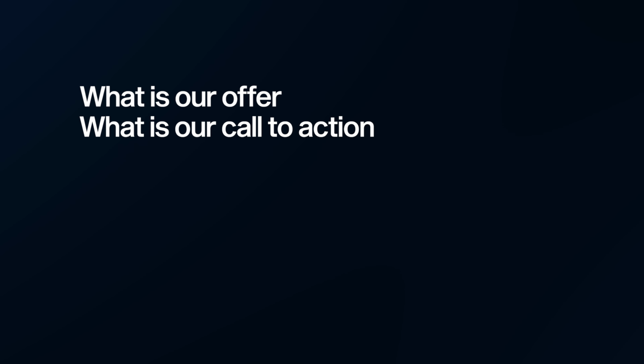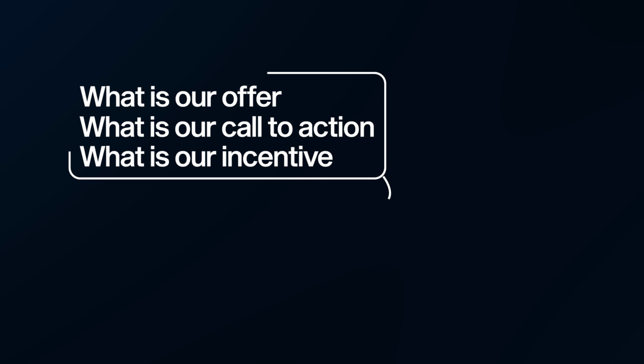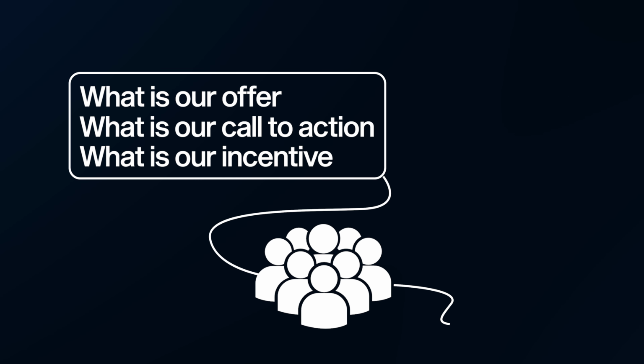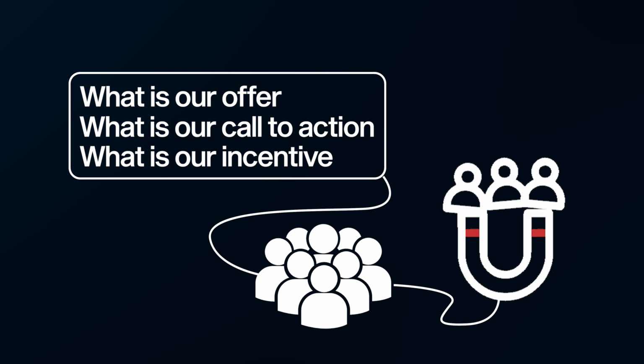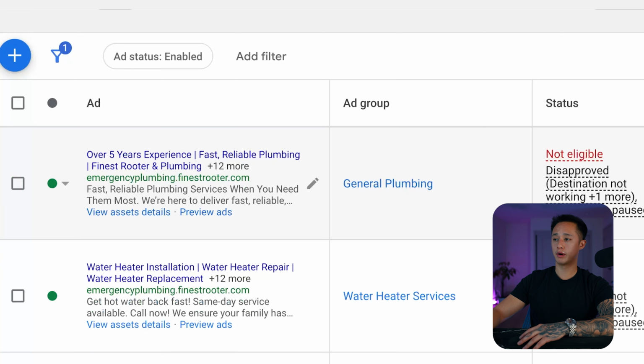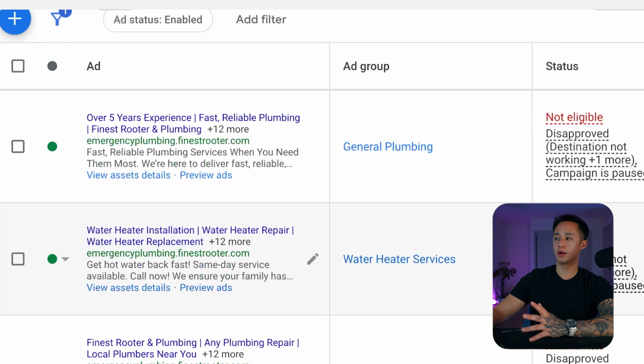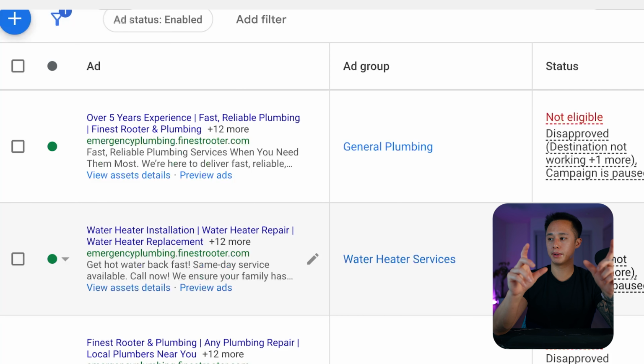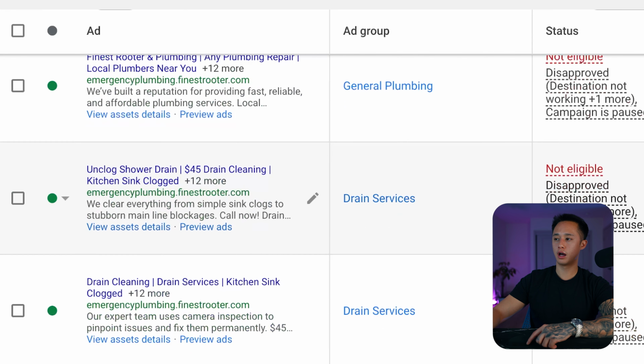We want to be specific. What is our offer? What is our call to action? What is our incentive for people to click on our ad and turn into a lead for our business or become a customer? So if we go through here, water heaters, someone searching up water heater already knows what they're searching up, okay? We don't need to see water heater installation, repair, and replacement all in one ad copy, okay? If we scroll down more, unclog shower drain.